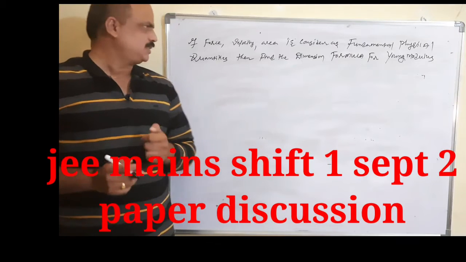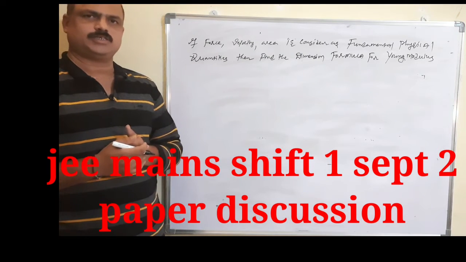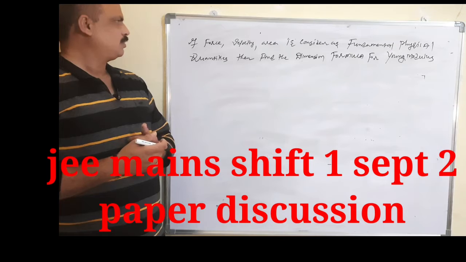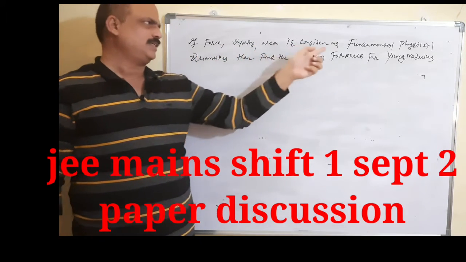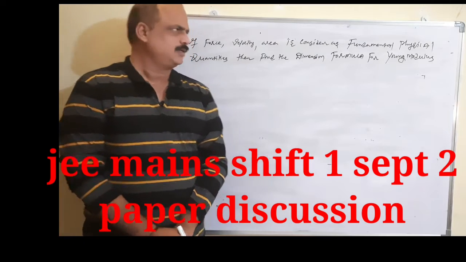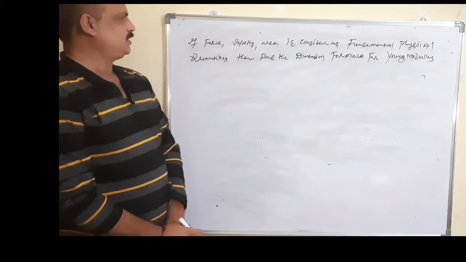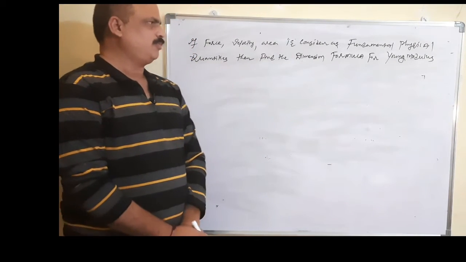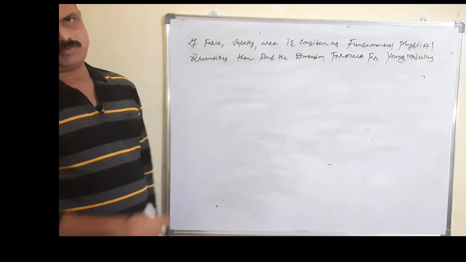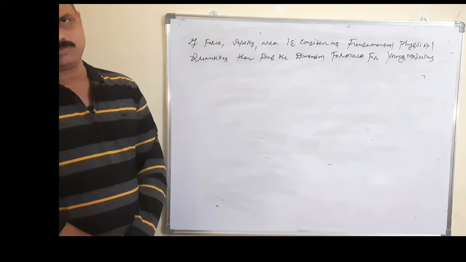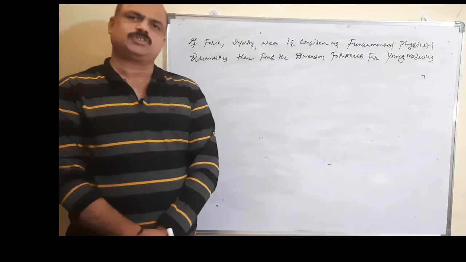So let us discuss another question asked in examination. If force, velocity, area is considered as fundamental physical quantities, then find the dimension formula for Young modulus. Here 4 options are given. Now let us choose which option is correct.